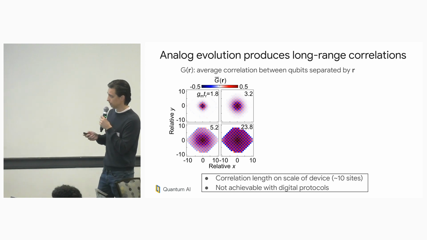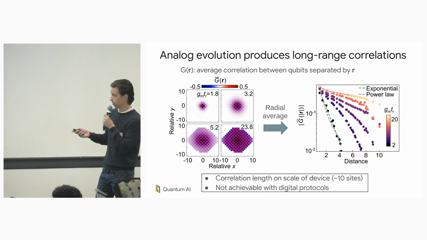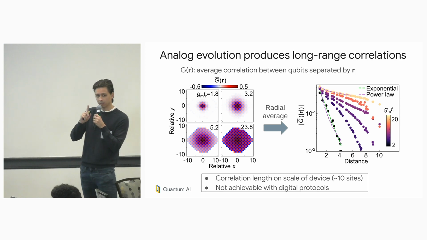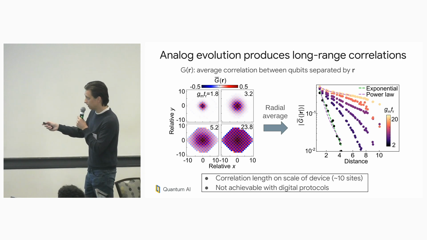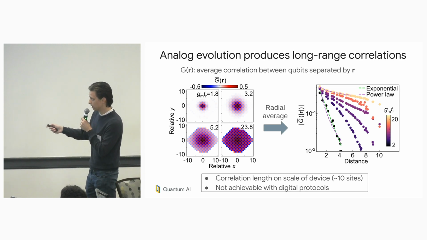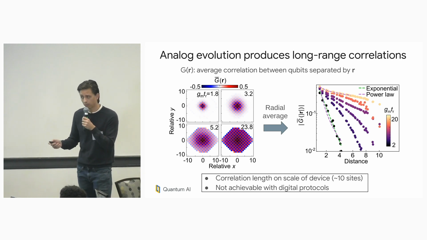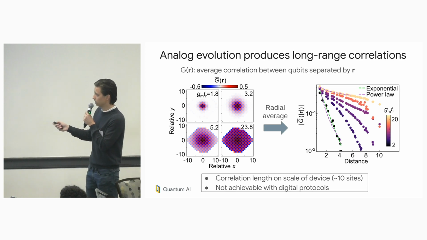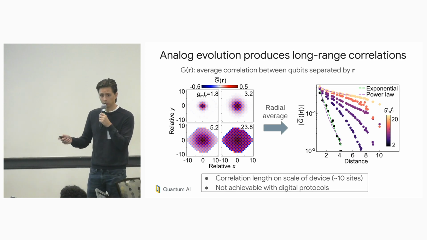To learn more about this, we can now perform a radial average. That gives me here the magnitude of correlations as a function of the distance. And here we already start seeing something quite interesting. You can see that at very short ramp times, I have something that looks mainly exponentially decaying. But then at longer ramp times, I find something that has this clear kink in it. It looks more like a power law decay.